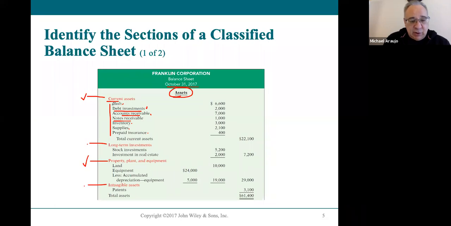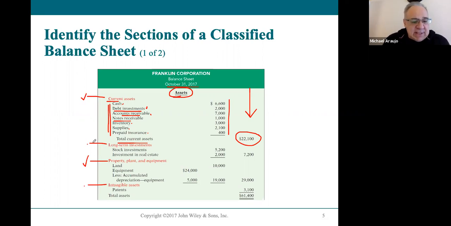Okay, and that's all your current assets, but these are all the current asset accounts. Current assets are always totaled. So what you'll see in the far right column are the totals of each classification. This $22,100 is the total current assets, all these accounts added together.